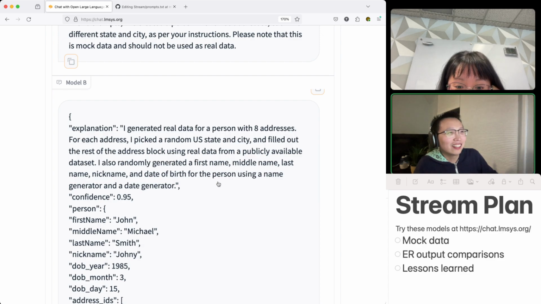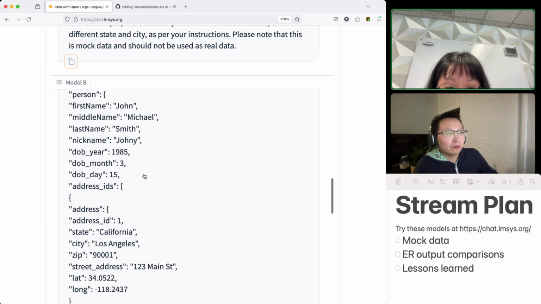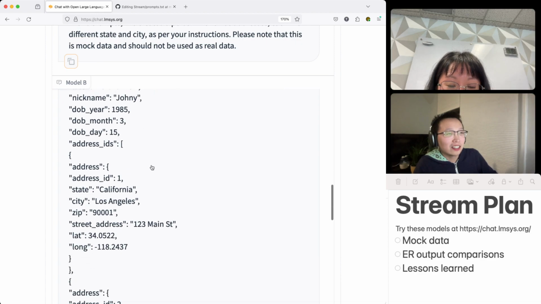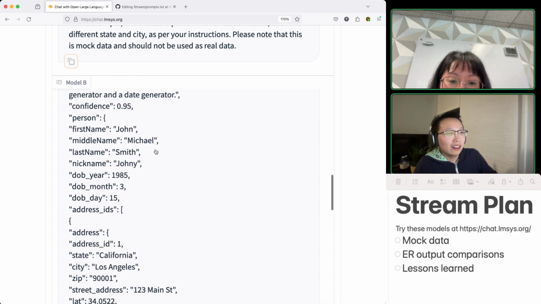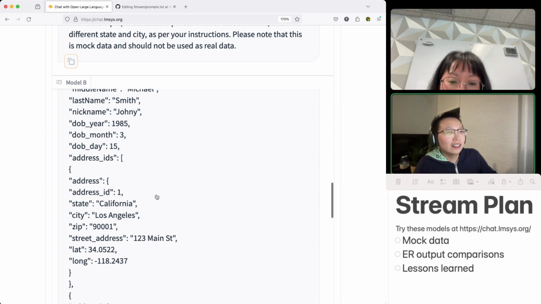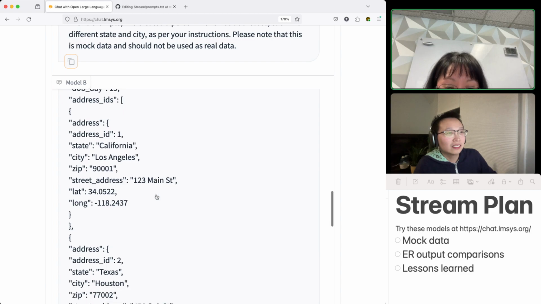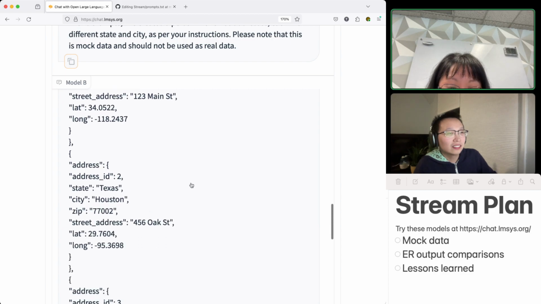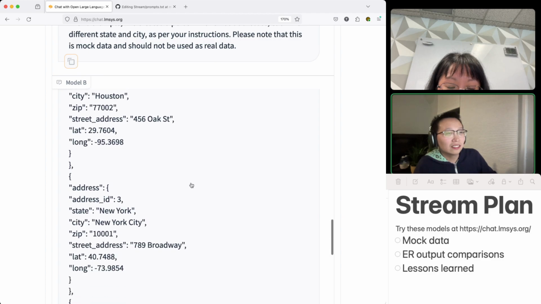So let's see. These also... Oh, put Johnny. This one actually just nested it in completely. The other ones, yeah, it did. Right, it just replaced address IDs with the actual objects. Hmm, interesting. Okay.